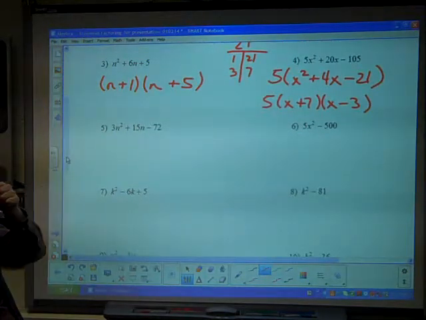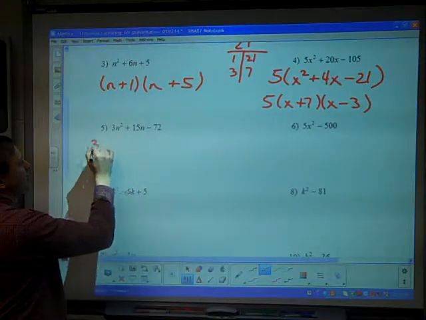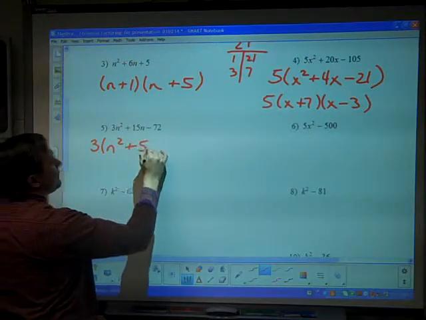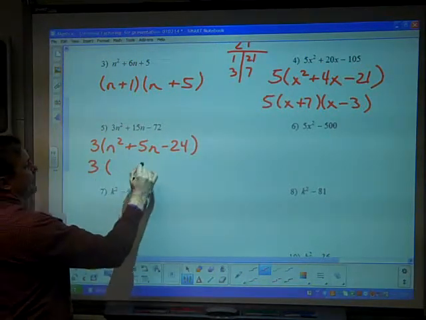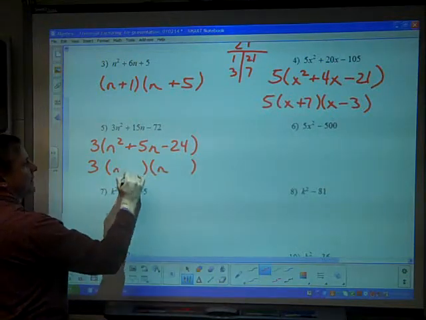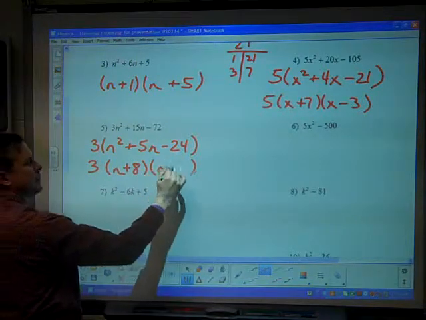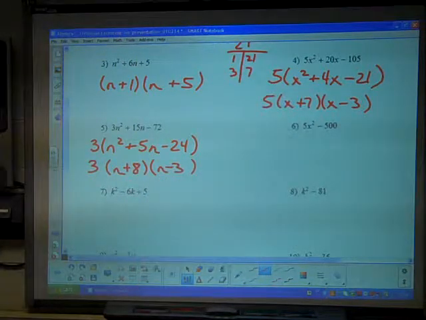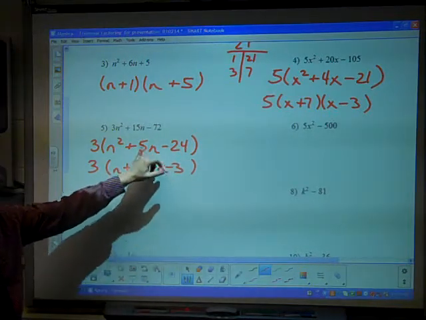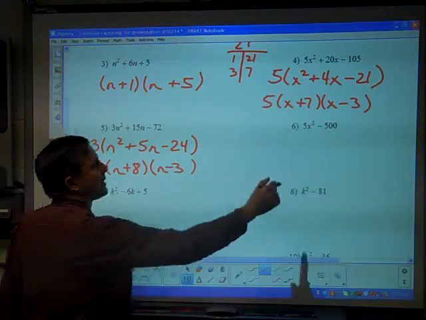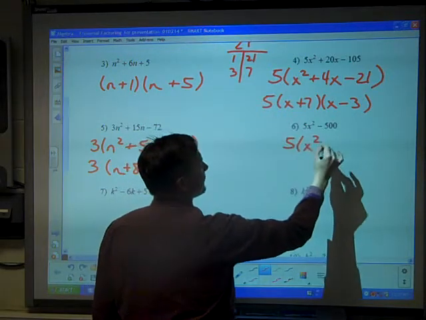Number 5, like number 4, has a common factor. We always want to see if that first number is common. And it is. And again, n times n makes n squared. What times what makes 24? How about plus 8, minus 3 this time? Because 8 times negative 3 makes negative 24, and negative 3n plus 8n makes positive 5n.